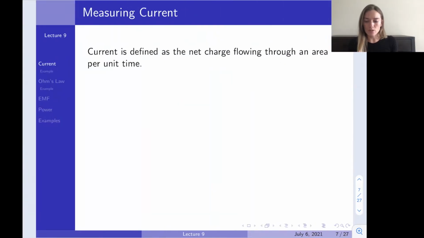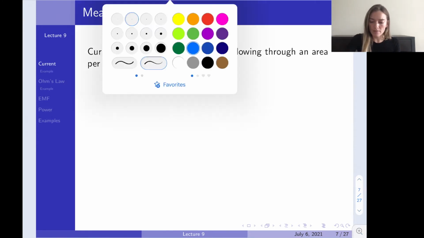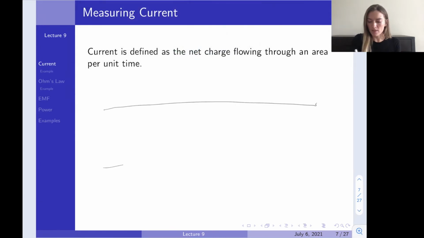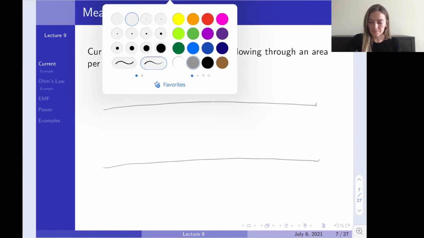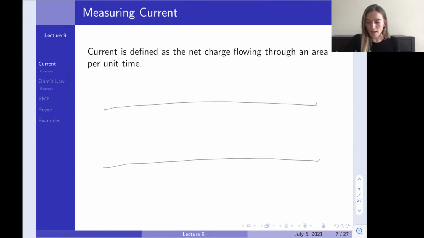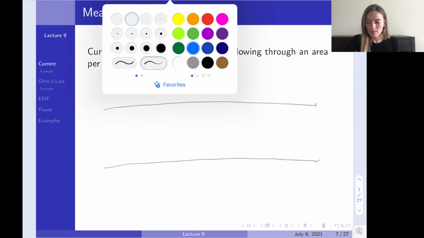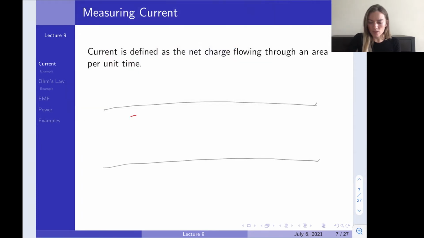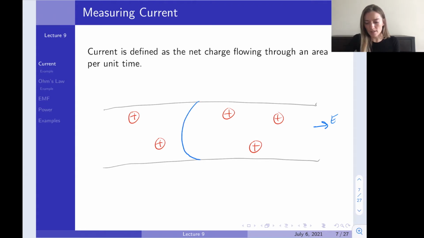All right, now let's get back to what actually is current. So the definition of current is that it is the net charge flowing through an area per unit time. So let's say we have a wire here, and we're going to just look at positive charges. Let's say we have some amount of positive charges in this wire. We have some electric field here. And then we want to look at just a cross-sectional area of this wire, so just take out one slice.